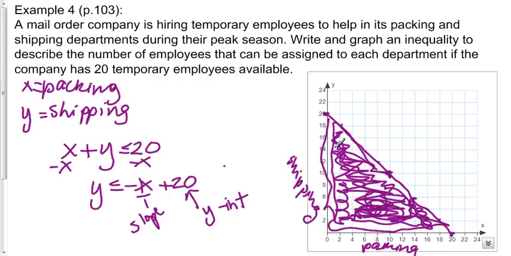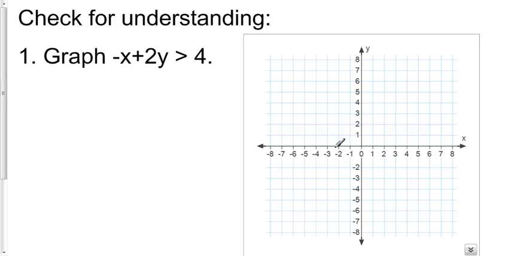All right. Finally, I want you to try this one on your own and bring it to class with you tomorrow. Simply graph a line and then think about if it's solid or dashed and where you should shade.